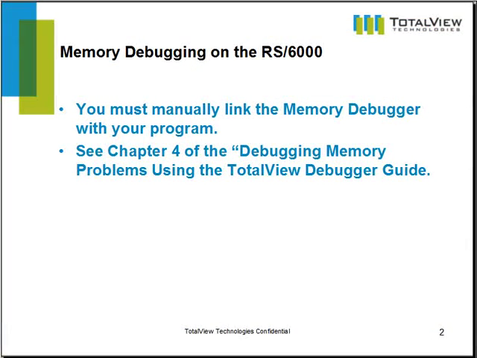Starting the Memory Debugger when running programs on an IBM RS 6000 is more complicated. You will need to read Chapter 4 of the Debugging Memory Problems Using the TotalView Debugger Guide.